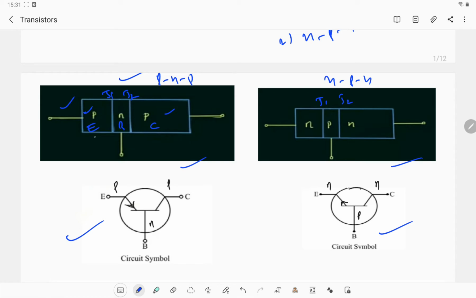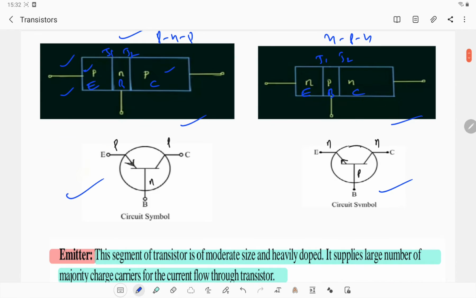Therefore, this is emitter, base, collector. Here also emitter, base, collector. Emitter is highly doped, base is lightly doped and the collector is moderately doped. Here the collector is large in size, base is small in size and the emitter is moderate in size. So this is the circuit symbol for the PNP transistor and this is the circuit symbol for the NPN transistor.